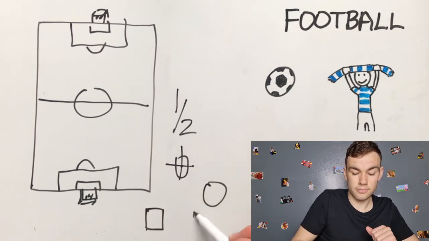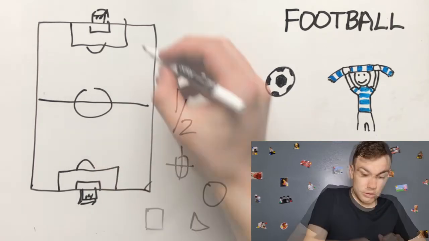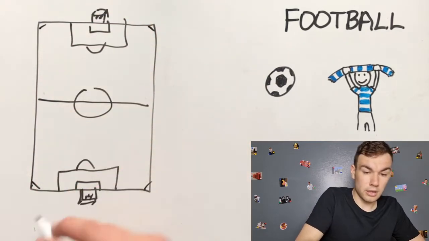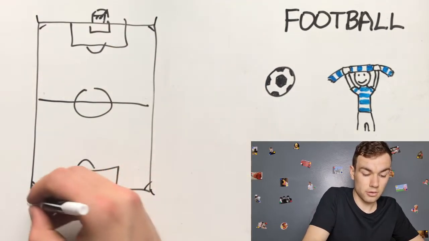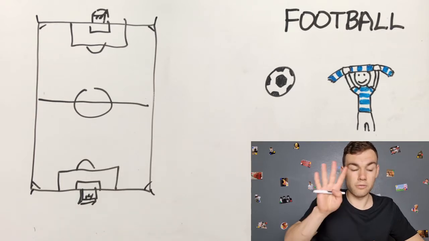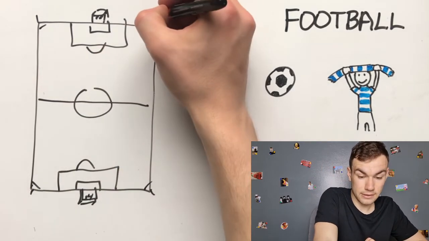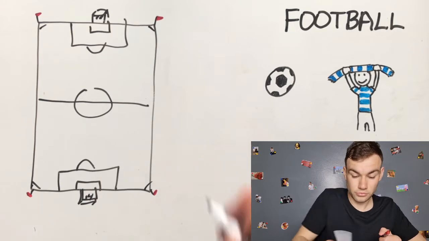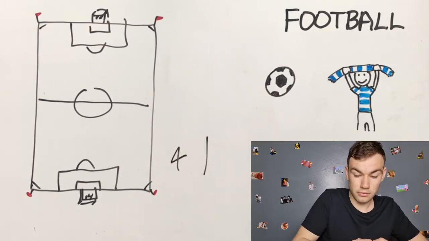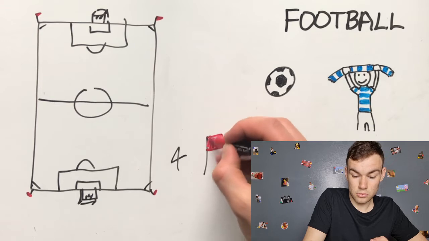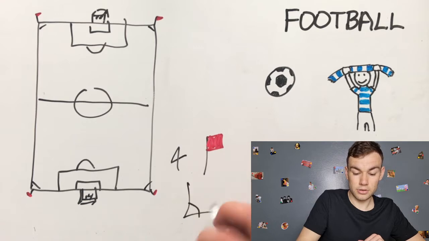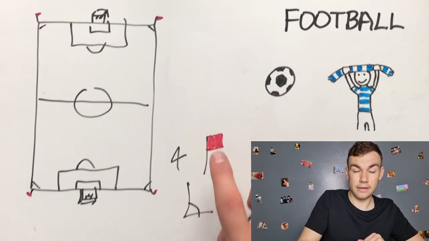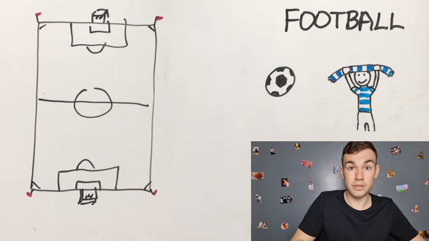Square, circle. Triangle, square, circle. Center circle. These are the corners, and in the corners there are 4 flags. So in each corner there is a flag. Interesting.